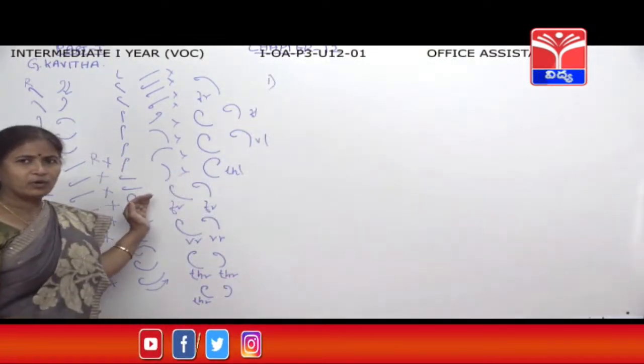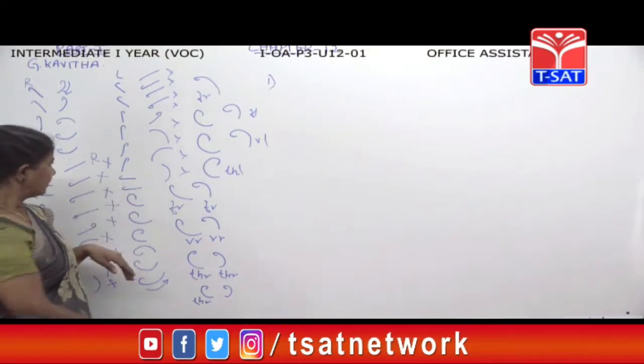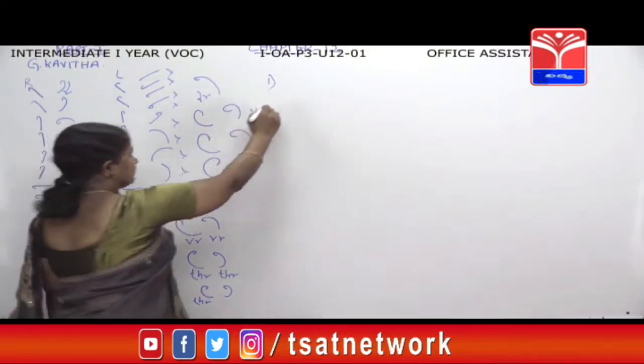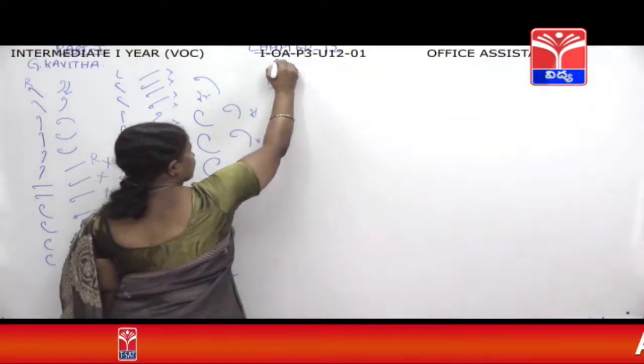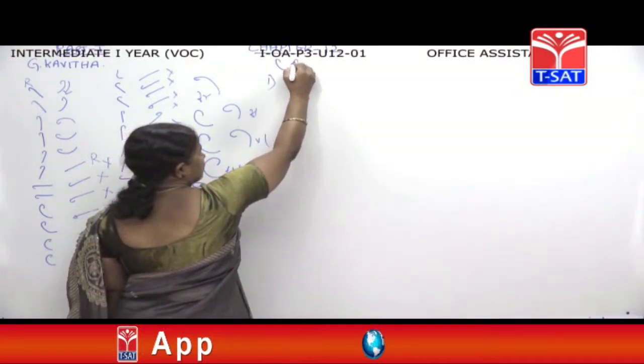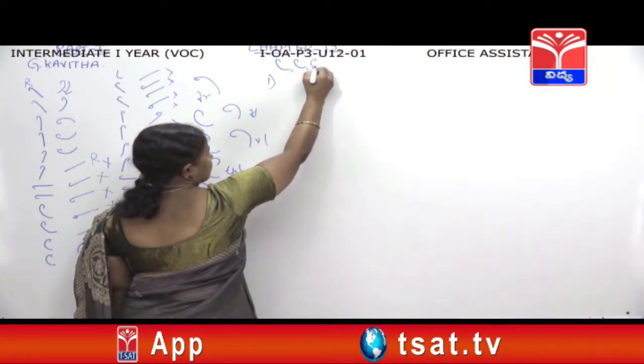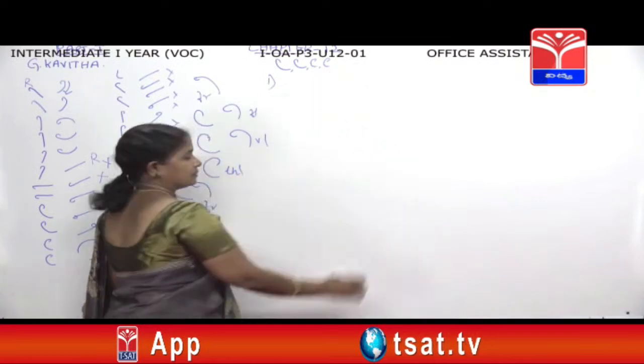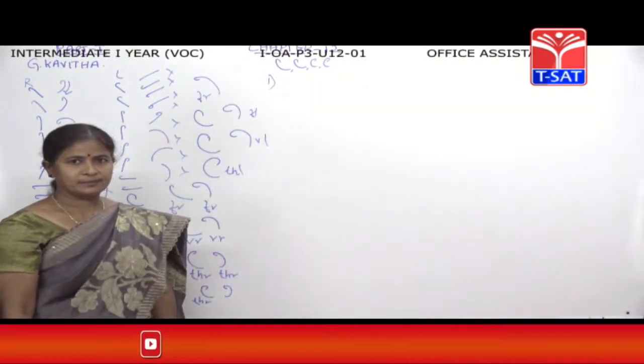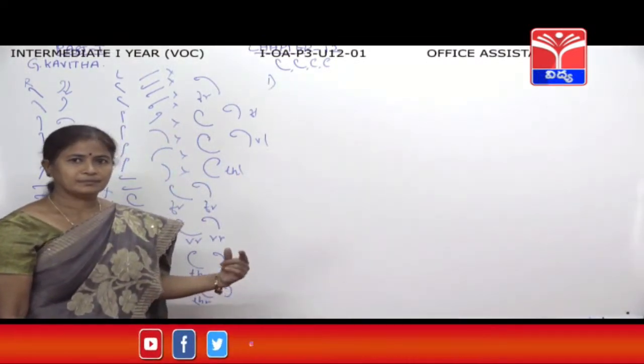All these left forms. What are left forms? These are called left forms: fir, were, thar, and thar. These are called left forms. When do we use them?